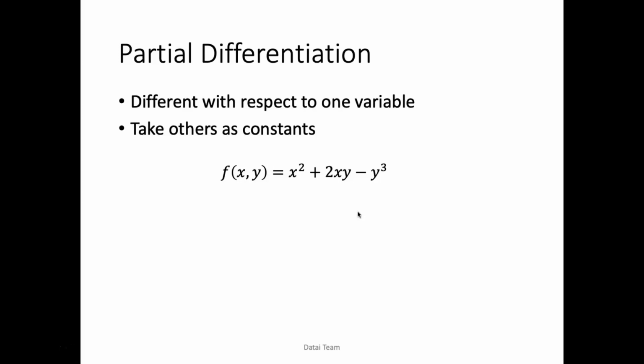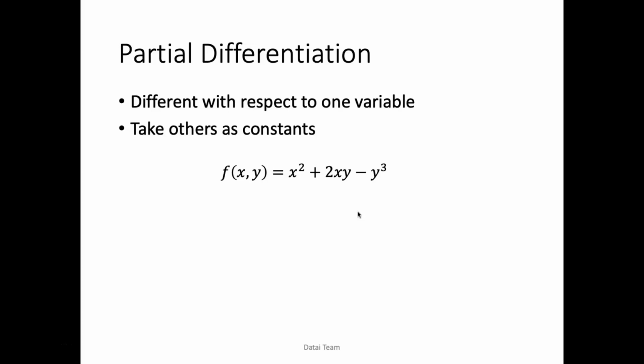Now let's continue with partial differentiation. This is how we take the derivatives of functions with multiple variables. We cannot take the differential with respect to multiple variables at the same time, so we have to take the differential with respect to one variable and take the others as a constant.